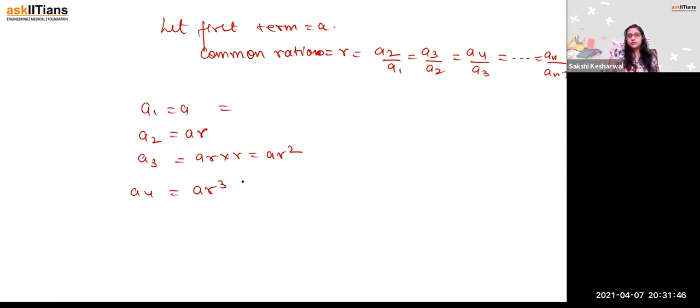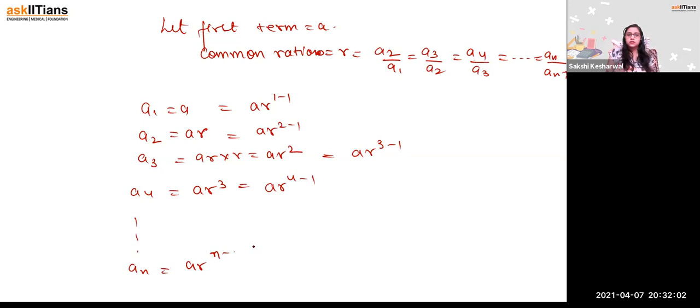So can I write this as AR to the power 1 minus 1? Can I write this as AR to the power 2 minus 1? Can I write this as AR to the power 3 minus 1, right? Can I write this as AR to the power 4 minus 1? If you go on to the nth term, the nth term will be AR to the power n minus 1, or not? This is how you got the formula for it, right? So let's do one question on this.